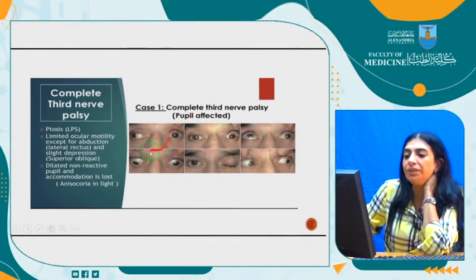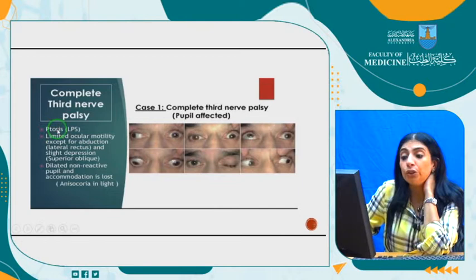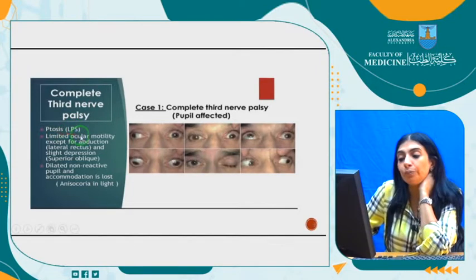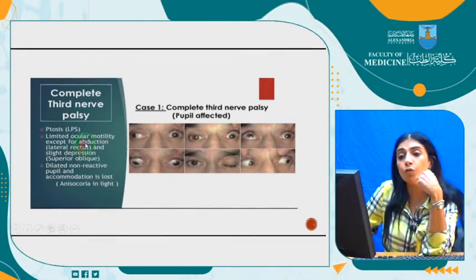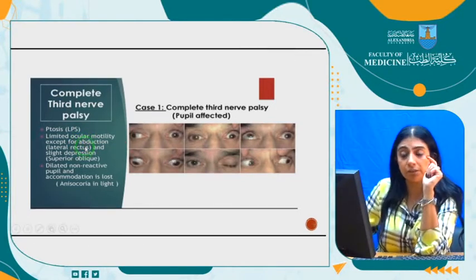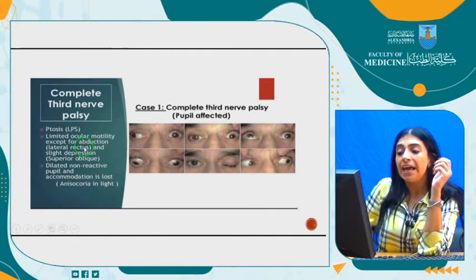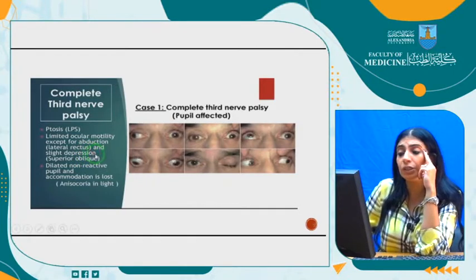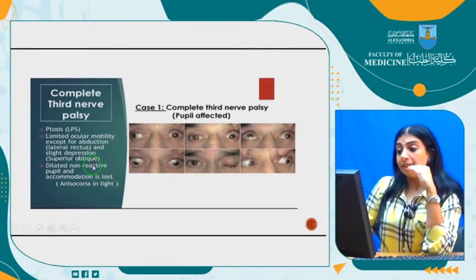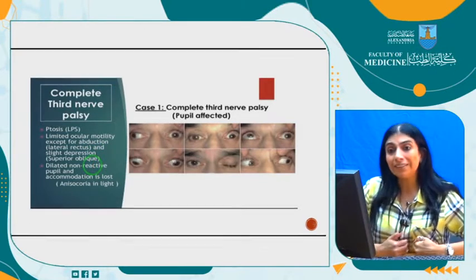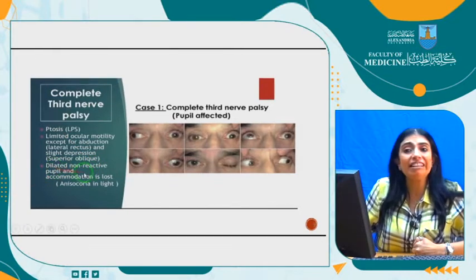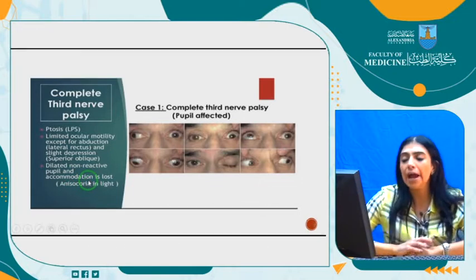First, the patient will present clinically with ptosis due to the affection of the levator muscle, which is supplied by the superior division of the oculomotor nerve. Limited ocular motility in all directions except for abduction, which is done by the lateral rectus, supplied by the sixth nerve, and slight depression, which is done by the superior oblique, supplied by the trochlear nerve. And as the parasympathetic portion of the nerve is affected, the pupil will be dilated, non-reactive, and the patient will lose his accommodation.